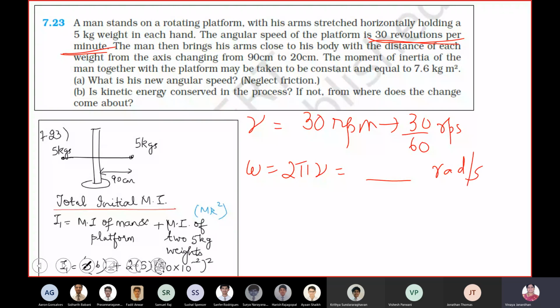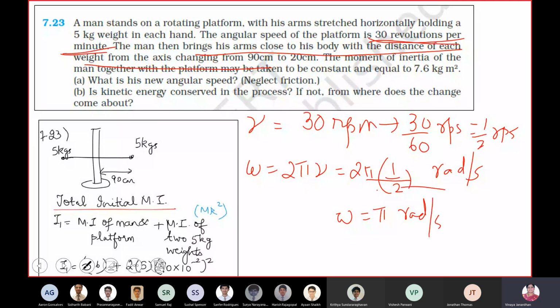The man then brings his arms close to his body, with the distance of the weights changing from 90 centimeter to 20 centimeter. Now the angular speed, which one? The omega. Omega is 2 pi nu. So this becomes half, 1 by 2 RPS. So this becomes 2 pi into 1 by 2. So this omega is pi radians per second, correct? Omega is pi radians per second.